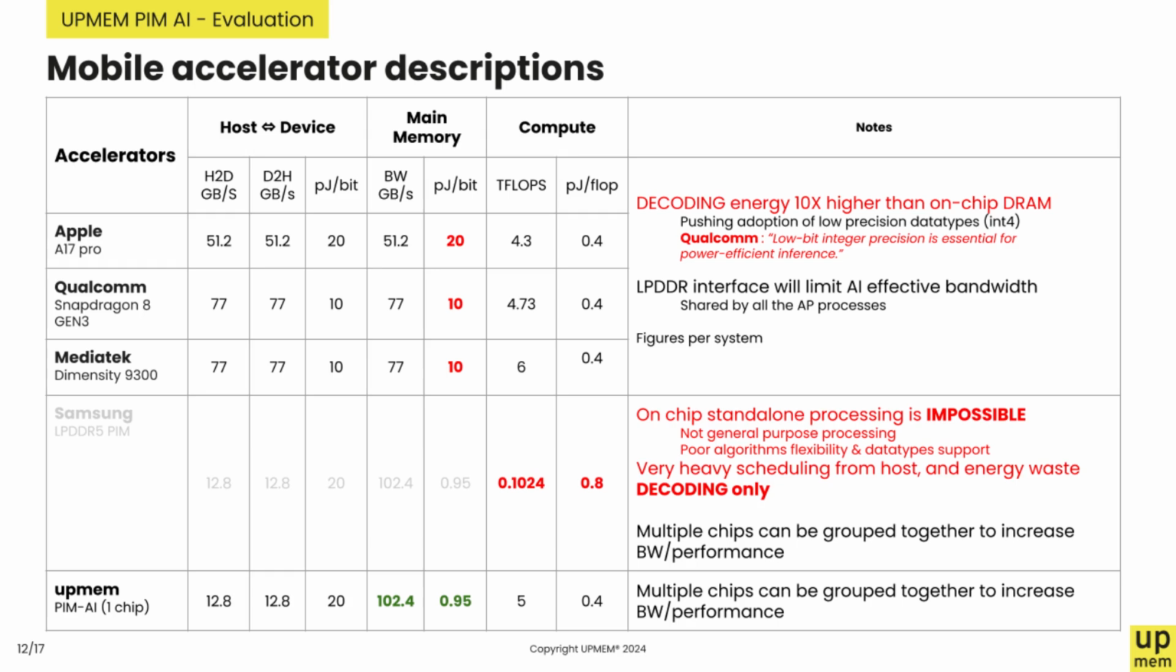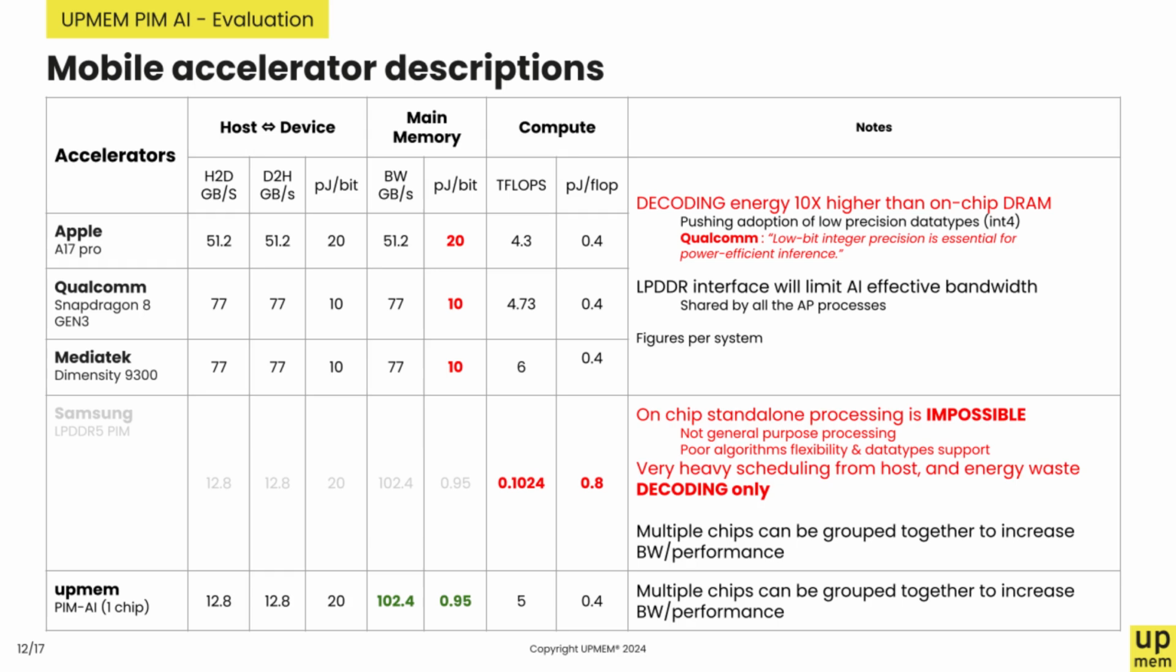So one of the differences is that for the communication between host and the device, or in the case of the SoCs the NPU, the neural processing unit, they have the same bandwidth for host-to-device and device-to-host, because they are accessing all memory chips at the same time, so they can get the full bandwidth. While for PIM chips, you cannot get that because you are accessing only a single chip at a time in order to get data, to write data. So we have less bandwidth here.